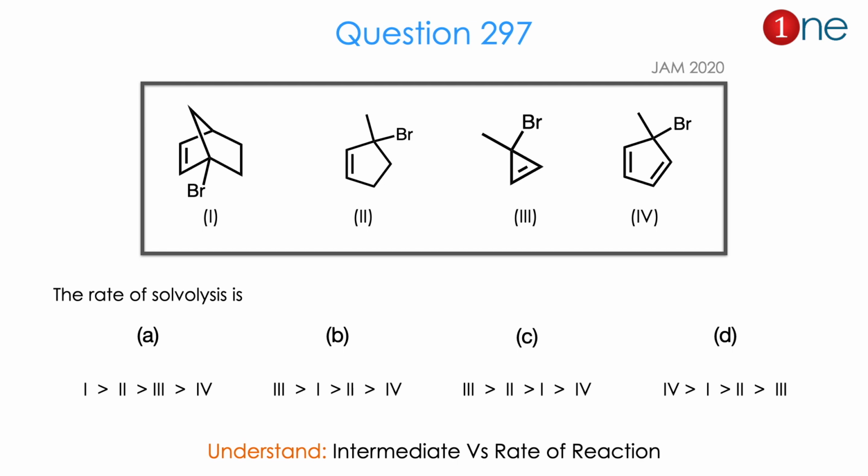So if you look at the 4 different reactants and the question of solvolysis, you might realize the question is really about intermediate versus rate of reaction. The answer is C. Let us see how.